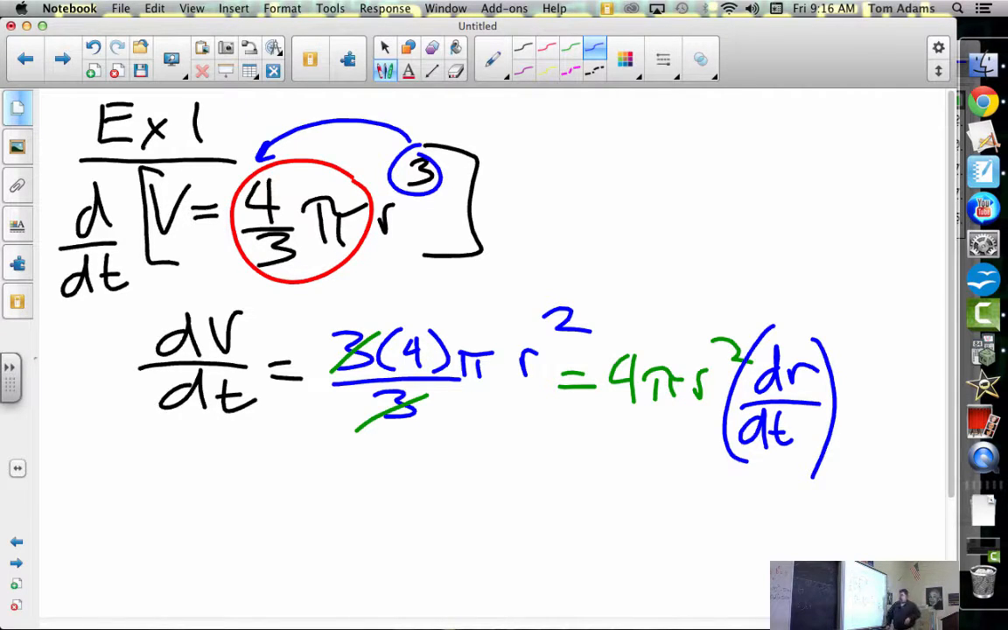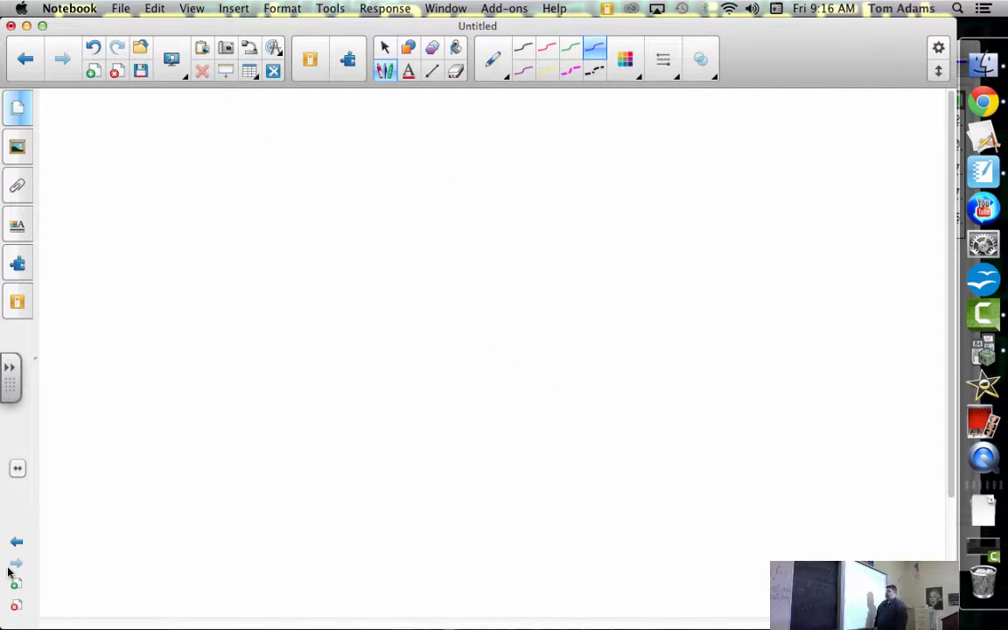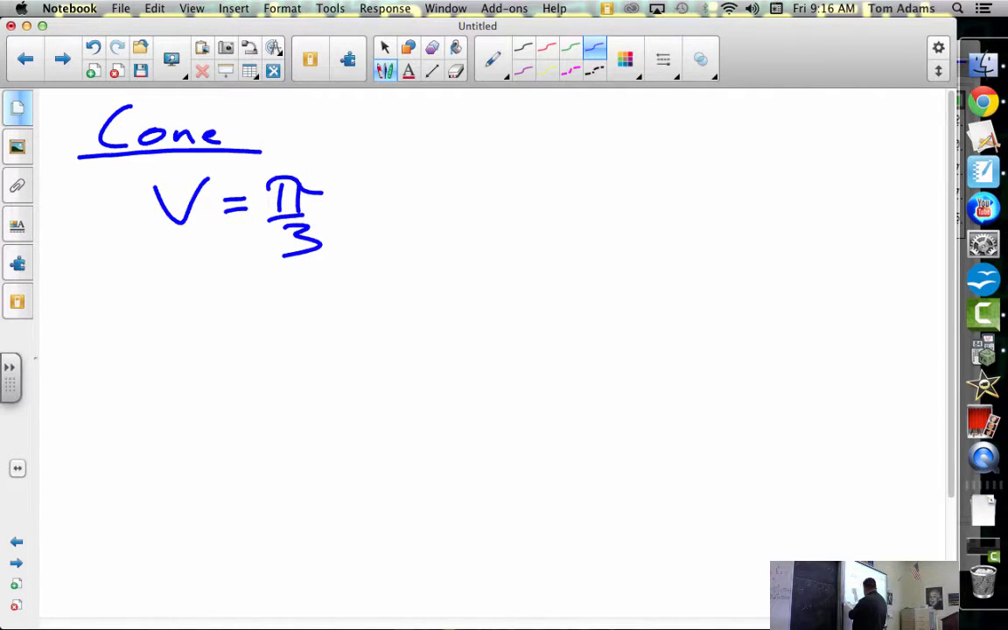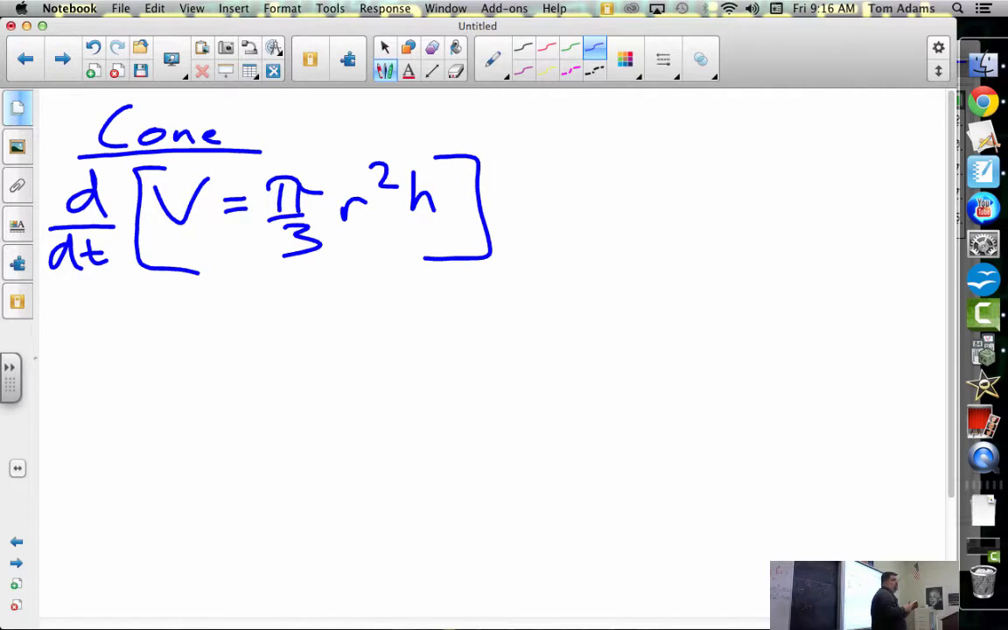Now let's do that again one more time with the cone. So part B of example number 1 said, do the same thing with the cone, but now we're going to introduce a third variable. So here they want the volume of the cone. So let's start with the formula for the volume of the cone. Well, the volume of a cone is similar. It's pi over 3 r squared h. And so we're going to take the derivative with respect to time, because that's usually what we use it for. That's the practical application of this.